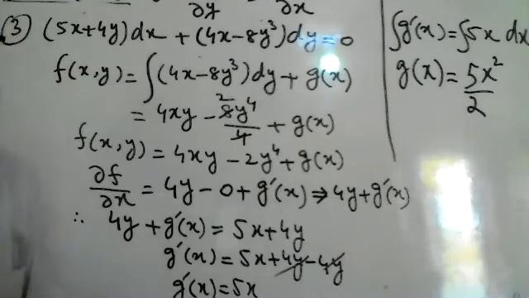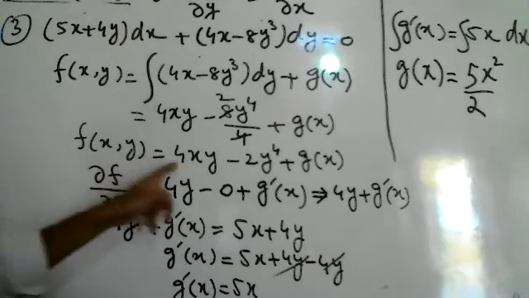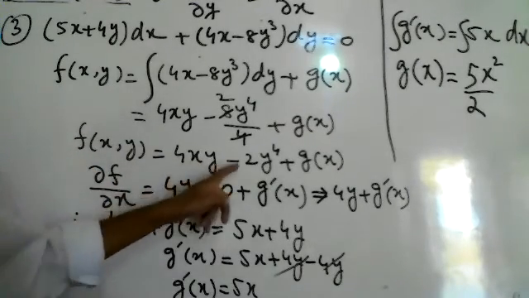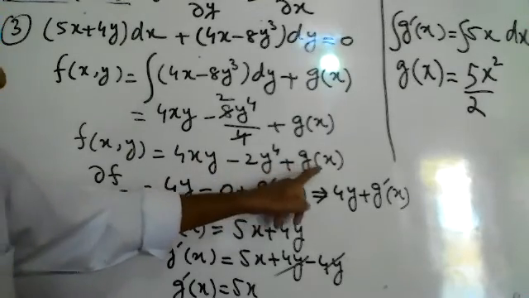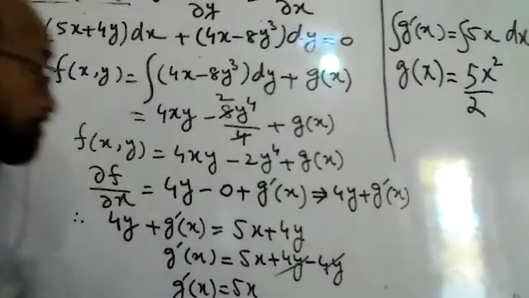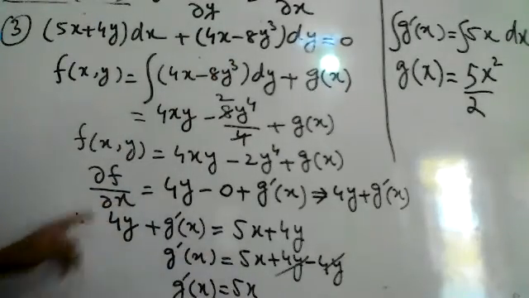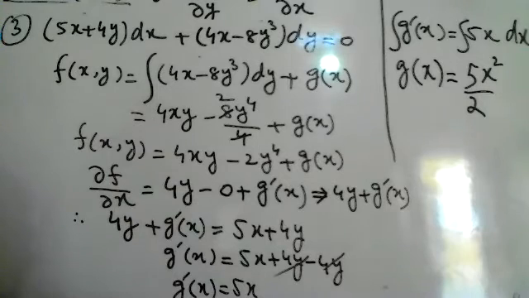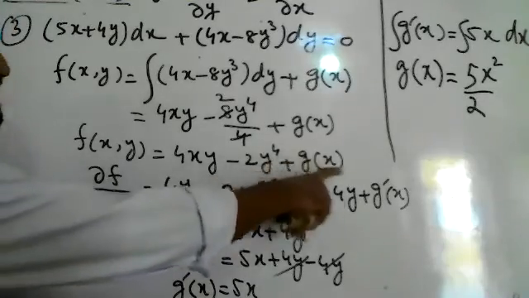So we found the value of g of x, that will be substituted over there. f of xy is equal to 4xy minus 2y4 plus g of x, which will be replaced by 5x square upon 2. So have you understood up to here? Understood? Okay. So this g of x is replaced by this one.